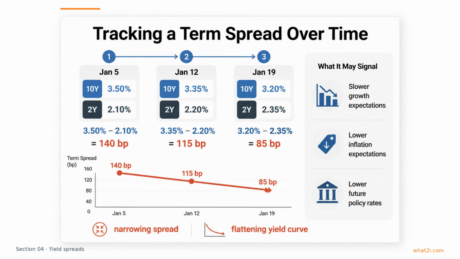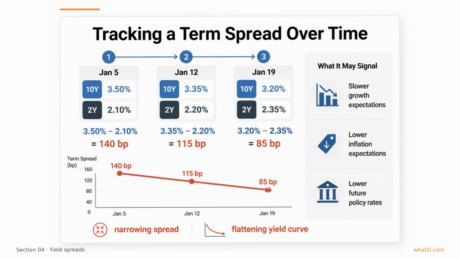Tracking a term spread over time can reveal a changing macro picture more clearly than looking at one date alone. If 10-year minus 2-year is 140 basis points on January 5, then 115 basis points on January 12, and 85 basis points on January 19, the message is straightforward. The spread is narrowing steadily. That points to a flattening yield curve, which may reflect expectations of slower growth, lower inflation, or lower future policy rates. The exact cause still requires interpretation, but the directional change is clear. Time series often make the signal easier to trust than a single snapshot.